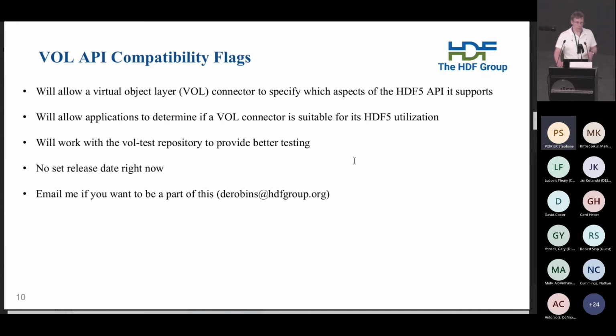And if you want to be a part of this, if you are interested in VOL development, then let me know, send me some email, because we're going to be trying to finalize the set of feature flags that we use to specify what aspects of the API you support or do not support. Because it's not just as easy as, I support these certain API calls. It's about other things too, like creation order and things like that. So it's more complicated than just which API calls do I support.